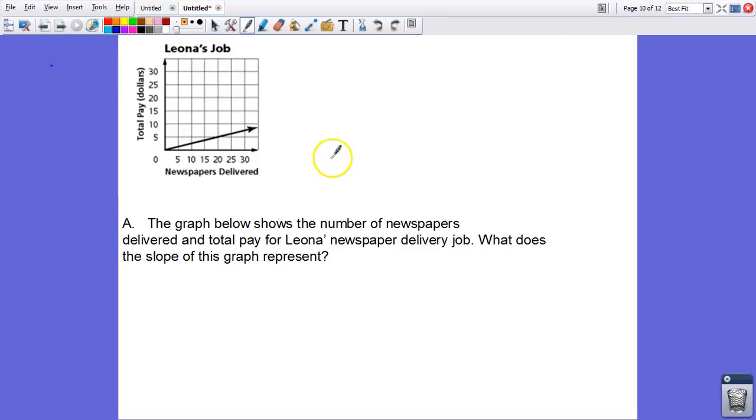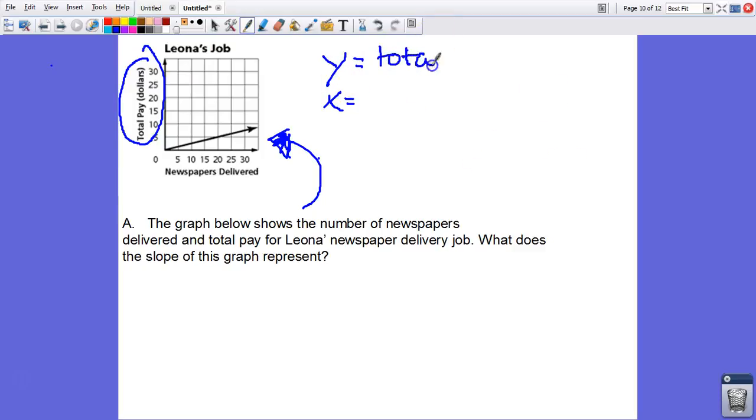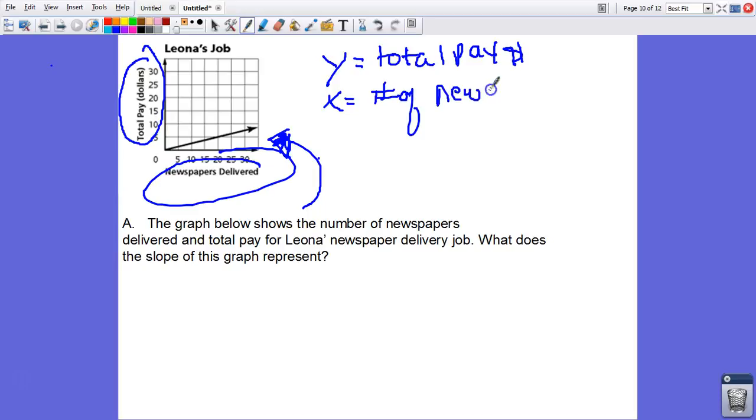What is this one? The graph below, but it's above in this case because I transferred it over here, shows the number of newspapers delivered and total pay for Leona's newspaper delivery job. This graph makes it really easy to define our variables because we don't even have to think about it. It gives us the y variable. That's dollars. It's on the y-axis, right? Money, total pay in dollars, right? And our x is number of newspapers delivered.